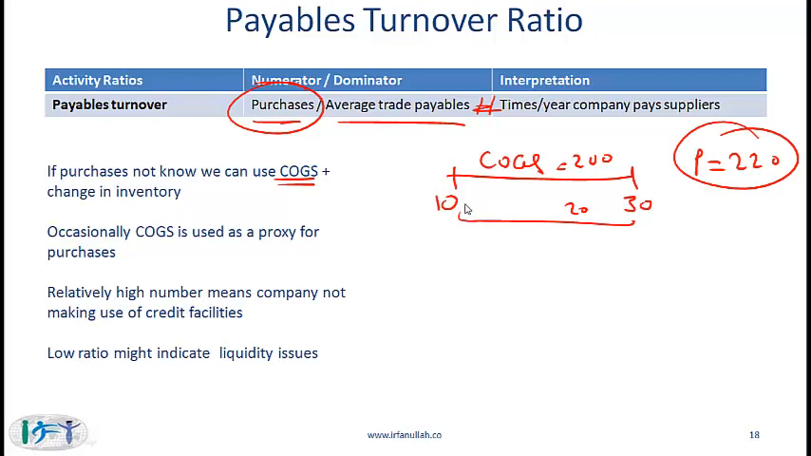At times, an analyst might simply use purchases as approximately equal to COGS. In terms of interpreting the numbers, a relatively high number for the payables turnover ratio would mean that a company is not making good use of credit facilities. A very low ratio might indicate possible liquidity problems.